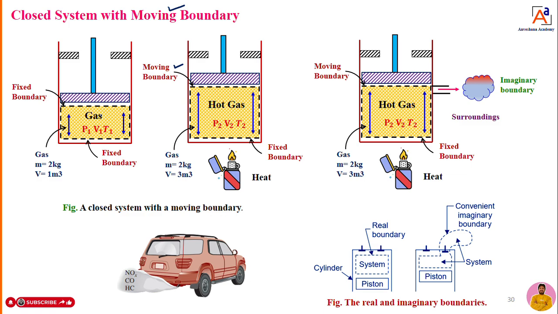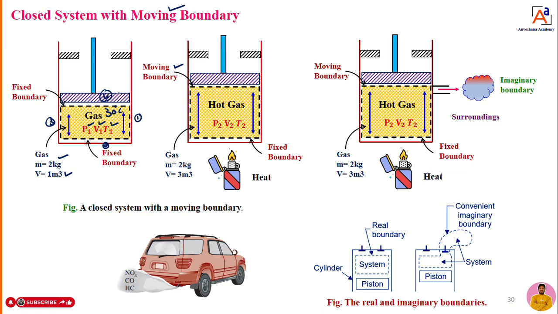It has a normal gas at a temperature of 30 degrees Celsius, having pressure P1, volume V1 and temperature T1. Let us take the mass of gas as 2 kg and the volume at the initial condition as 1 meter cube. This is the cylinder wall, this is side 1, side 2, side 3 and side 4, but sides 1, 2, 3 are fixed. This gas is surrounded by a layer, that layer we call a boundary, and I am going to call it a fixed boundary.